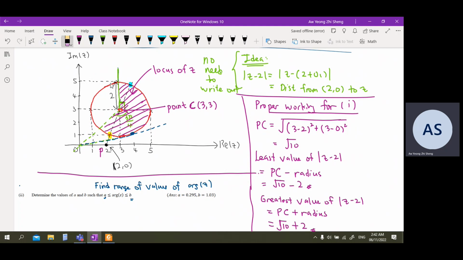And then what should we take instead? You carefully rotate your ruler about the origin and look at when is the last time your ruler touches the shaded region in purple. It should be this point at the very top. It should be that point. Yeah, so this direction will actually give you the minimum argument Z.